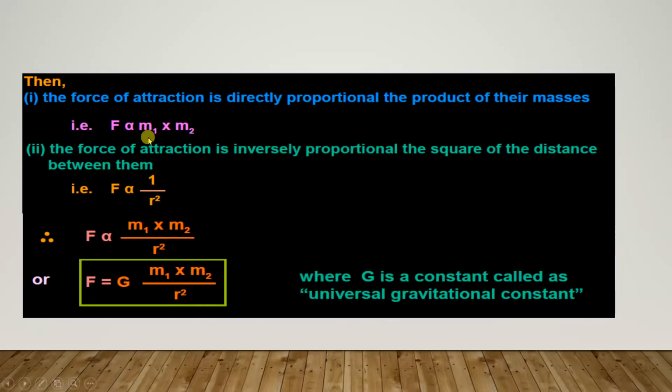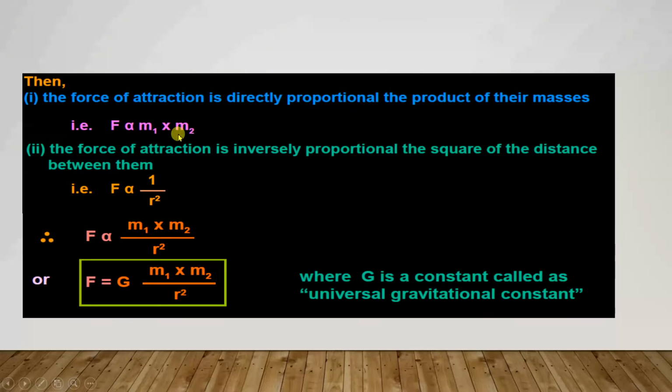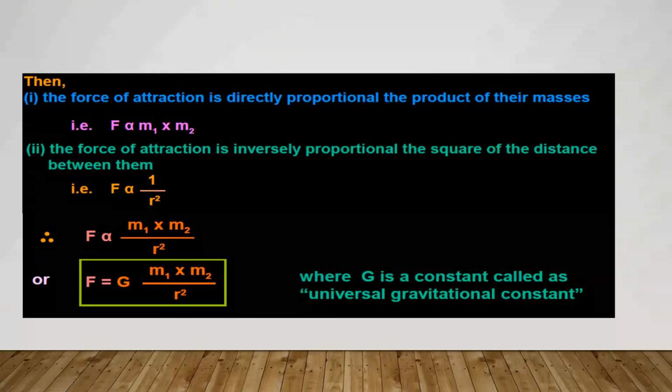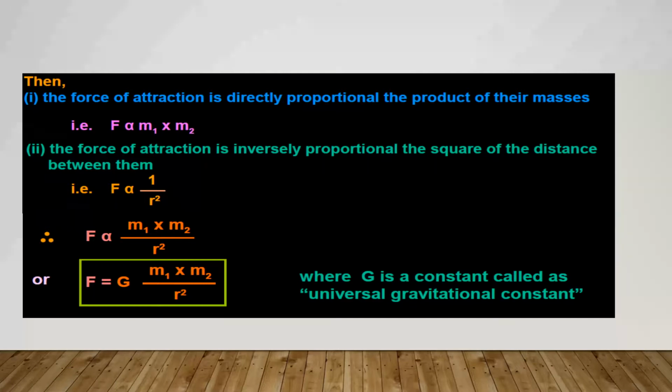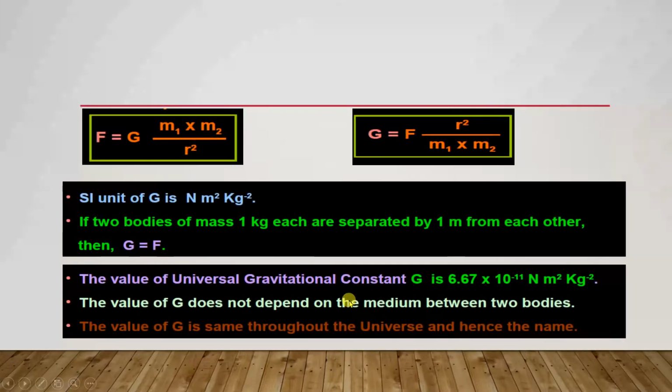So we can write it in the mathematical form. First part says F is proportional to m1 multiplied by m2, and the second part says F is proportional to 1 by r square. So we will combine these two terms, and to remove the proportional sign, we make use of capital G. Here this G is the constant of proportionality, and it is called the gravitational constant. Universal means its value is fixed everywhere, and the value of this G is given by the scientist.